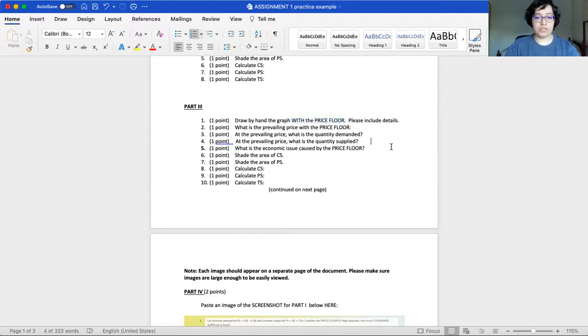And so we have a couple questions about that. We're going to be looking at the prevailing price with the price floor. We're going to be looking at the quantity demanded, the quantity supplied, and economic issues caused by the price floor. And then we're going to be looking at the producer surplus and the consumer surplus.